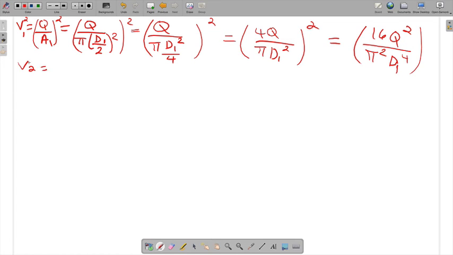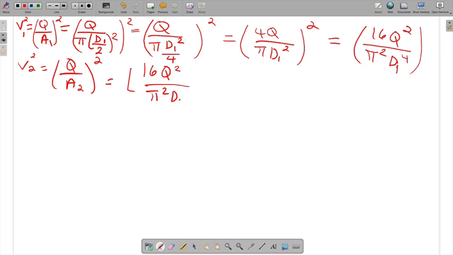And V2 is very similar. The only difference really is, instead of having any old area, we have area 2, right? And if you look here, the only thing that made it different between A1 and A2 is just this diameter. It's still pi r squared. You still have the pi. The 4q is going to stay the same. So basically, what you're going to do is 16q squared over pi squared, and it's just d2 to the 4th.